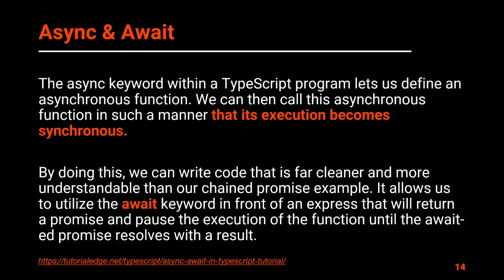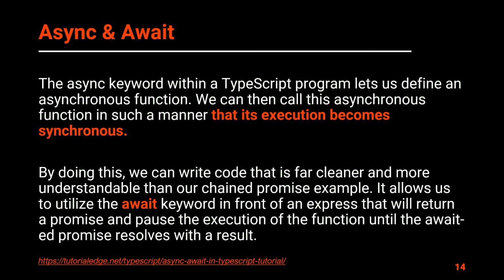Okay, so the async keyword within TypeScript lets us define an asynchronous function. So again, a function that is not going to be happening in sequence. And then we can tell this asynchronous function in such a manner that its execution becomes synchronous. So again, we're defining an asynchronous function, one that is not going to happen in sequence, but because we've identified it like that, we now get access to some other keywords that will allow its executions at the points where it wants to behave asynchronously. We can now tell it, hey, behave synchronously.